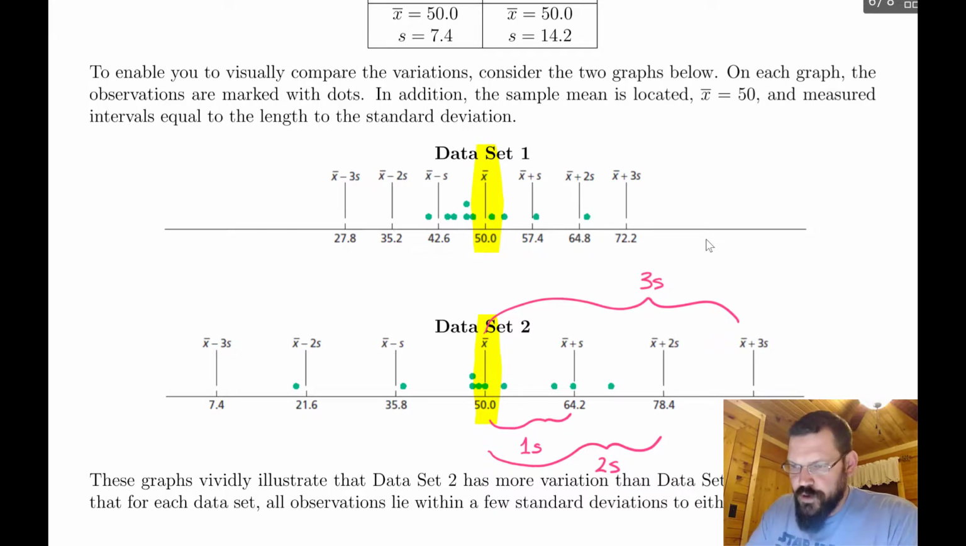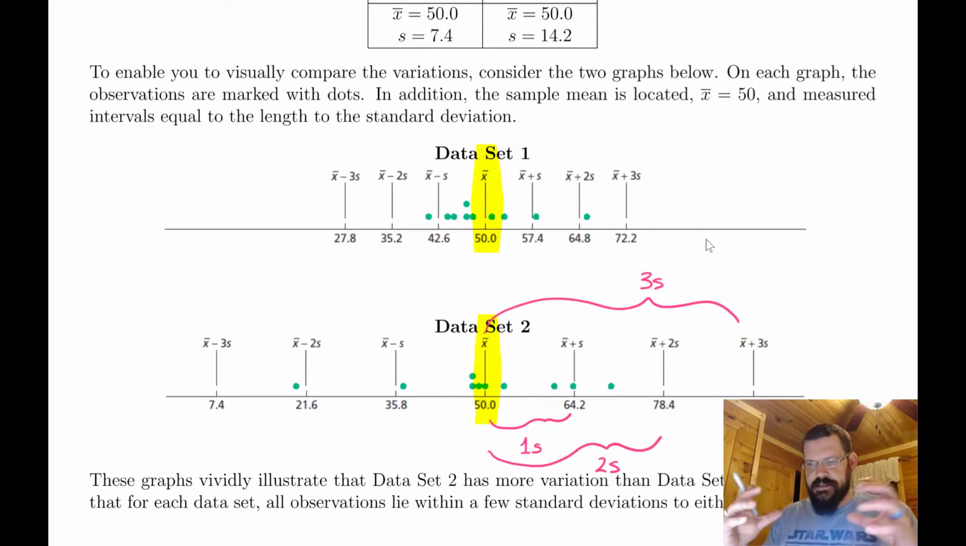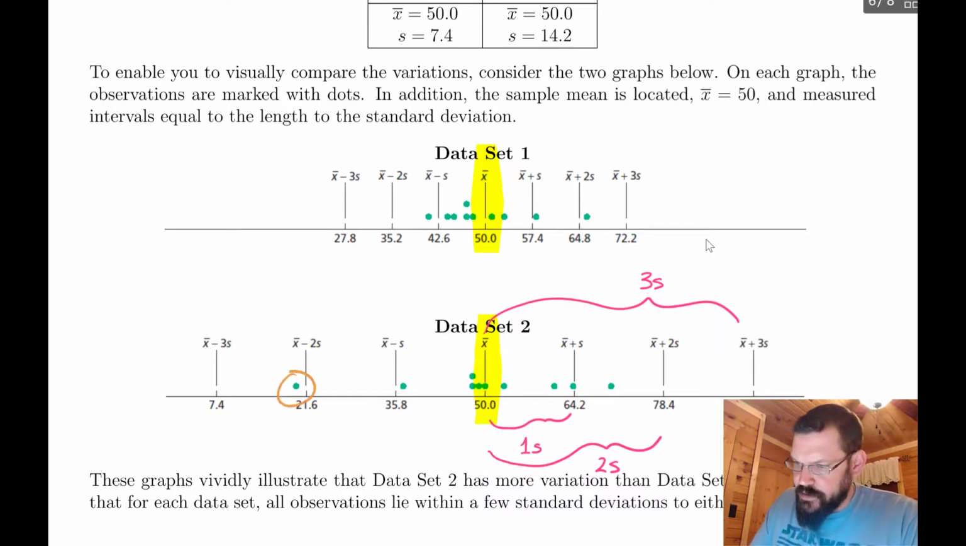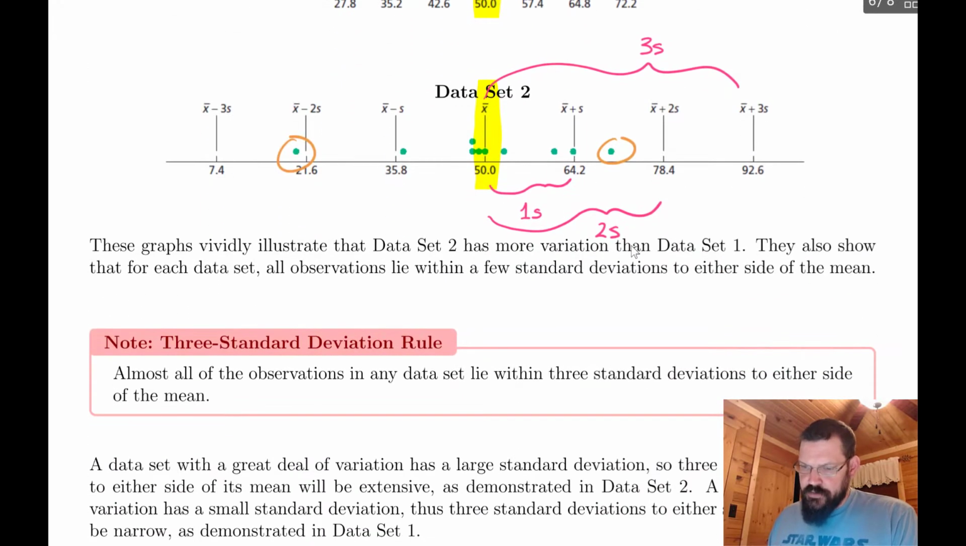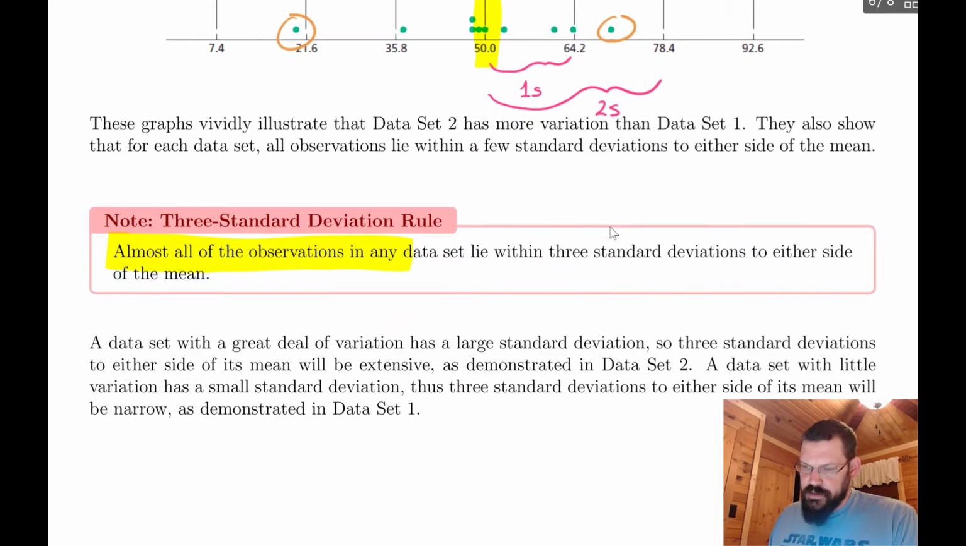But you can see from data set 1 here at the top, the data is tightly clustered around the mean. There's not a large spread with data set 1. With data set 2, we have some points that find their way: one is between 2 and 3 standard deviations away from the mean to the left. We have another point that is between 1 and 2 standard deviations to the right. We didn't have that same kind of spread with data set 1. The 3 standard deviation rule, I just mentioned that: almost all observations will lie within 3 standard deviations of the mean.